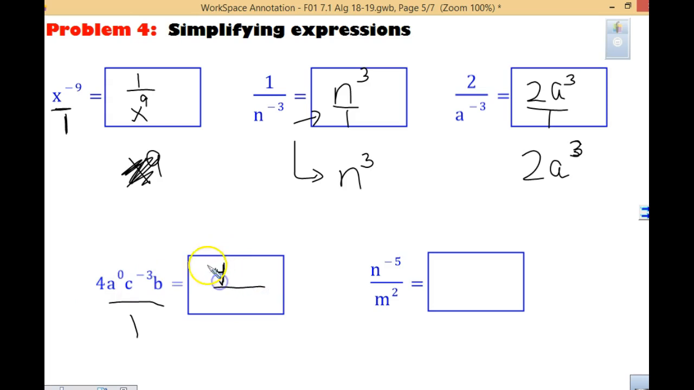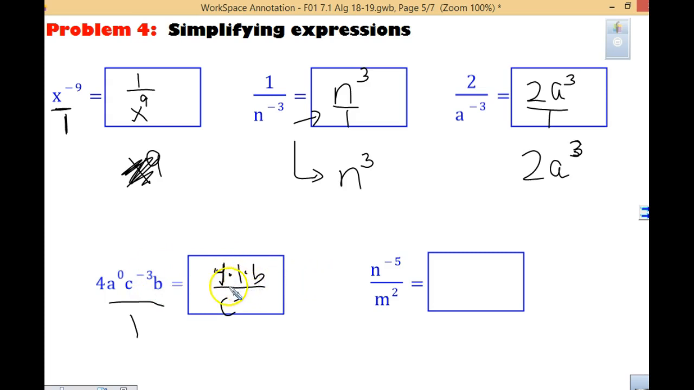Tristan, what do I know about a to the 0? That's 1. Equals 1. So I have 4 times 1. I've got c to the negative 3, Caleb, which I'm going to do what? Put it in the denominator, so it's now c to the 3rd. And then Brooklyn, b's to the 1st power, right? There's no power, so it's b to the 1st. What am I doing with that? Keeping it on the top.